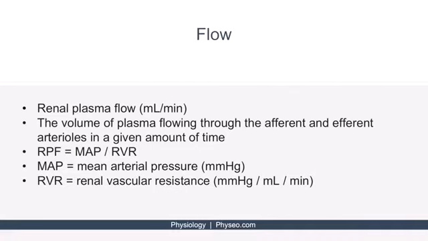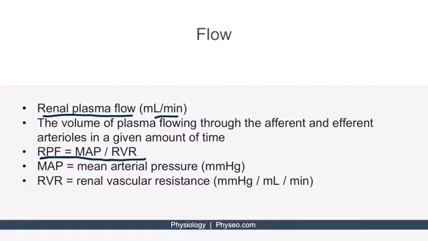Okay, moving on to flow. When I say flow, I'm referring to how much blood or plasma reaches the kidneys. Renal plasma flow, or RPF, specifically refers to the volume of plasma that flows through the afferent and efferent arterioles in a given amount of time. RPF can be determined using the equation renal plasma flow equals mean arterial pressure divided by renal vascular resistance. Renal plasma flow is measured in milliliters per minute.